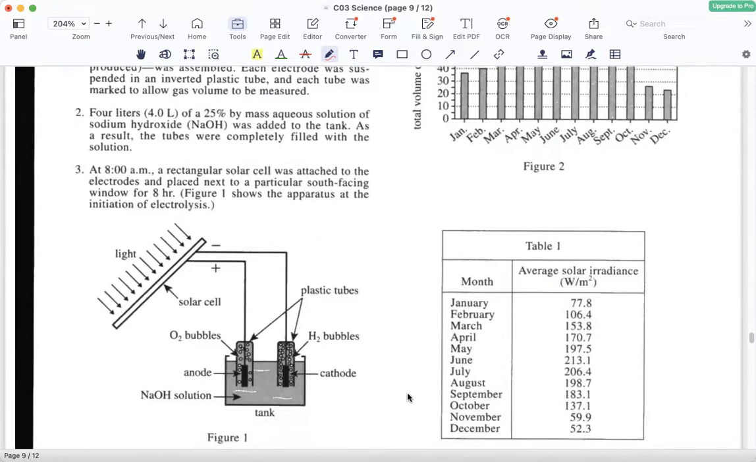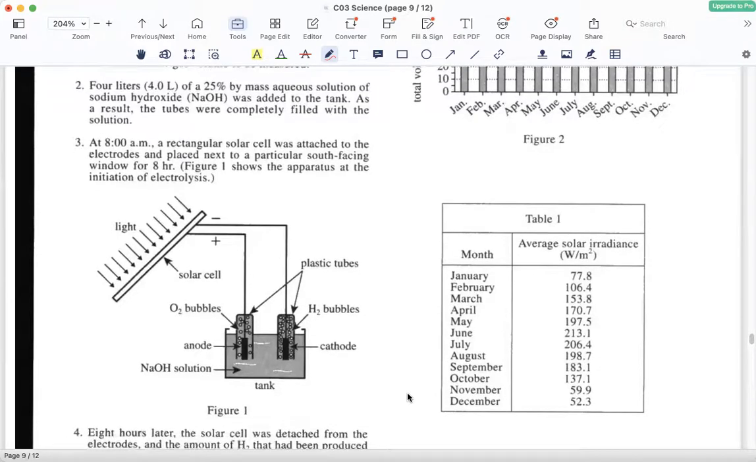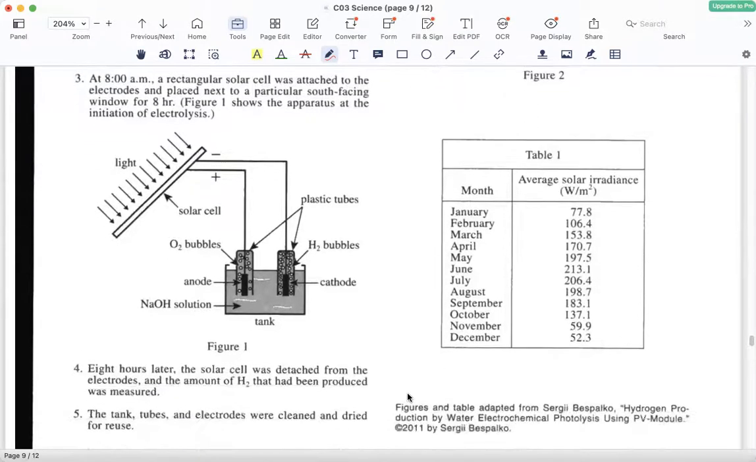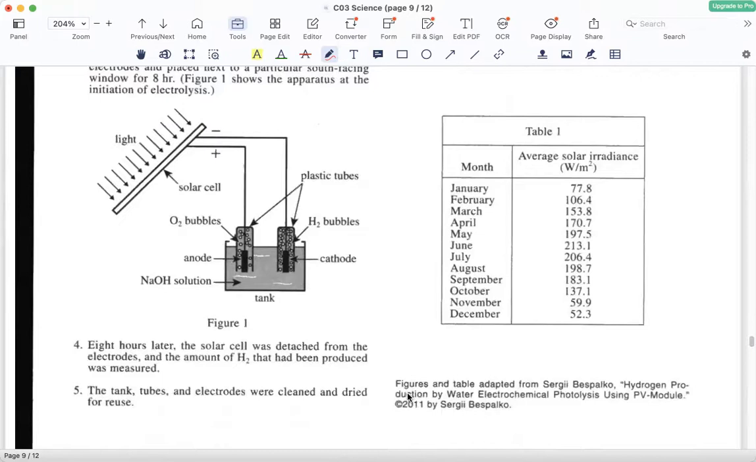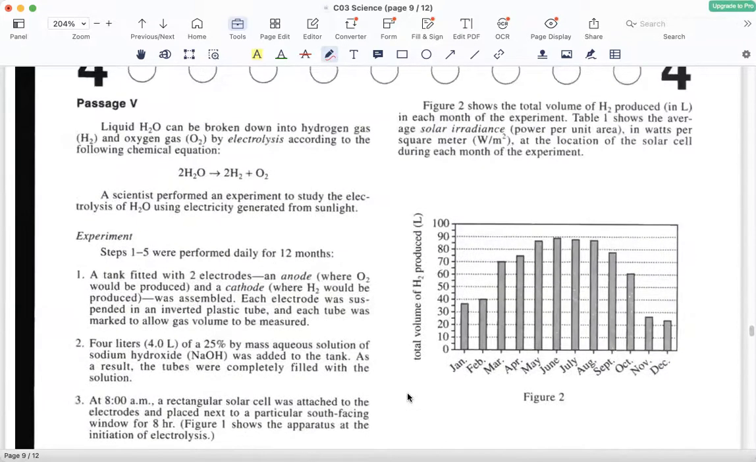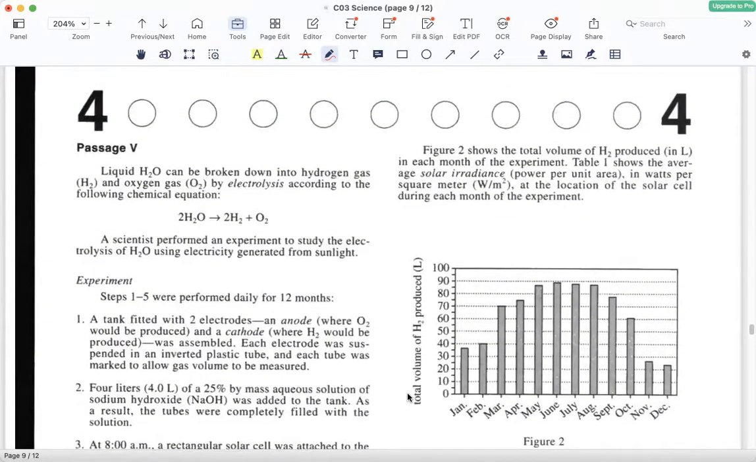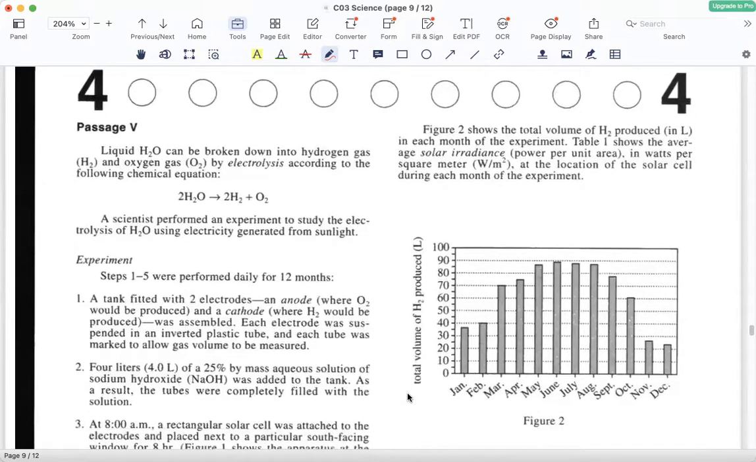Okay, at 8 a.m., a rectangular solar cell was attached to the electrodes and placed next to a particular south-facing window for 8 hours. Figure 1 shows the apparatus. Okay, 8 hours later, the solar cell was detached from the electrodes and the amount of hydrogen that had been produced was measured. The tank, tubes, and electrodes were cleaned and dried for reuse. Figure 2 shows the total volume of hydrogen produced in liters in each month of the experiment.